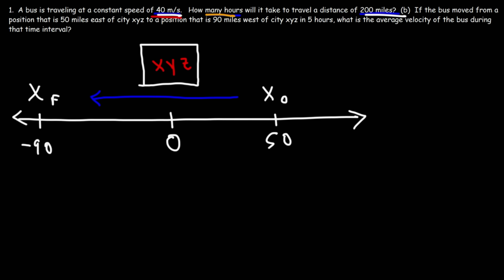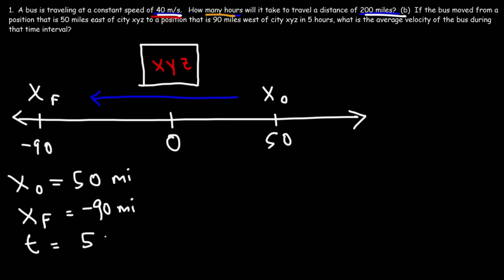Now, how can we calculate the average velocity? What formula do we need to use? It really helps to write down everything. We know that X initial is 50, X final is negative 90, and the units are in miles. And then we have the time, which is 5 hours. We want to calculate the average velocity.